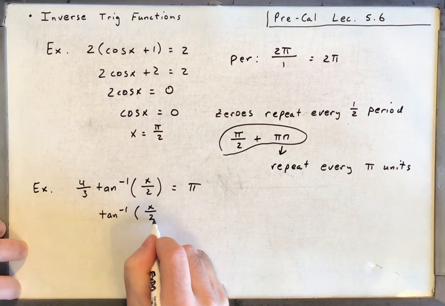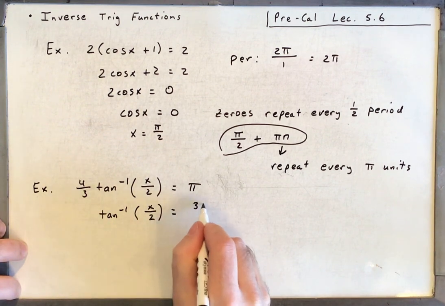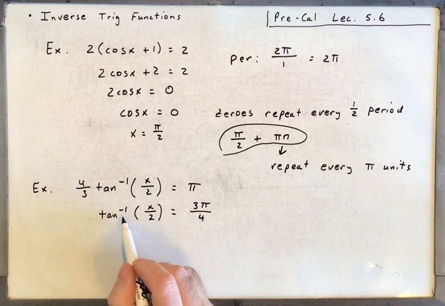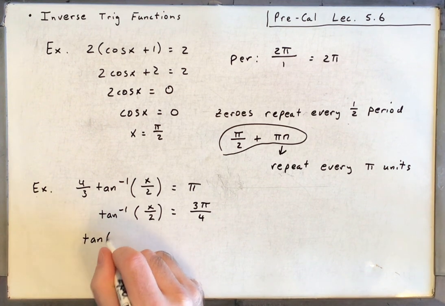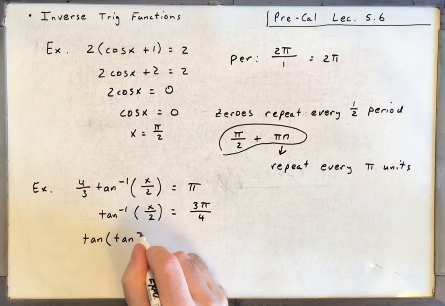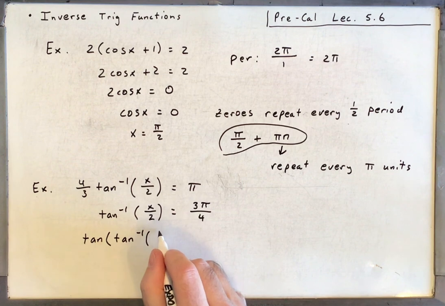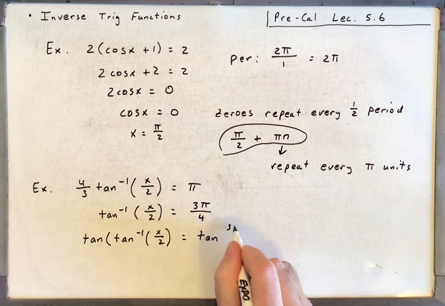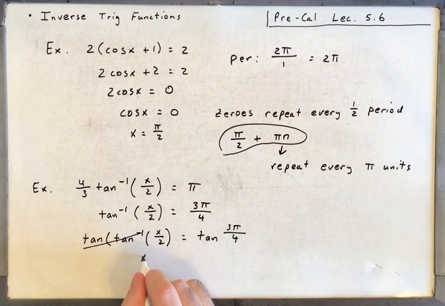All right, if we do that, pi over 4/3 you would flip and multiply, so 3 pi over 4. Right, we need to get rid of this inverse tangent. The way that you get rid of inverse tangent is take the tangent of both sides. Tangent and inverse tangent cancel each other out. But you have to take the tangent of the right side as well. You would just have x over 2.